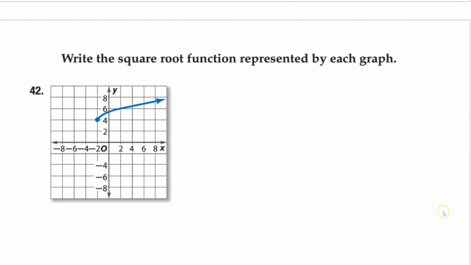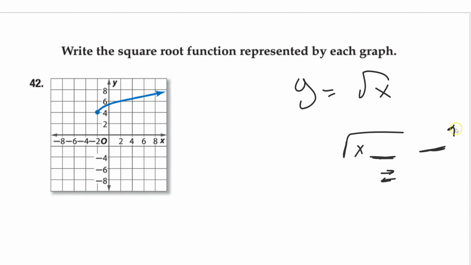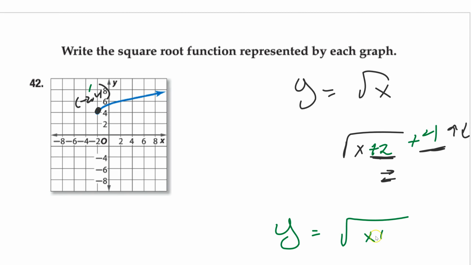Now let's go backwards, like I always love to do. Right, so if we're going backwards, we got to understand a couple things. Our basic graph looks like this. And now, anything that's out here moves it left and right. Anything out here moves it up and down. So look at this graph. We're starting at negative 2, 4. Inside opposite, so this is going to be plus 2. Outside follow, so plus 4. So that's our equation. x plus 2 plus 4 on the outside.